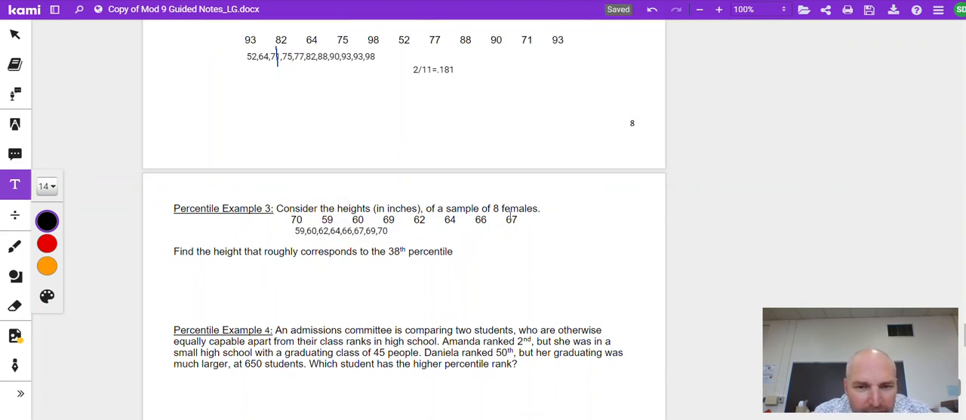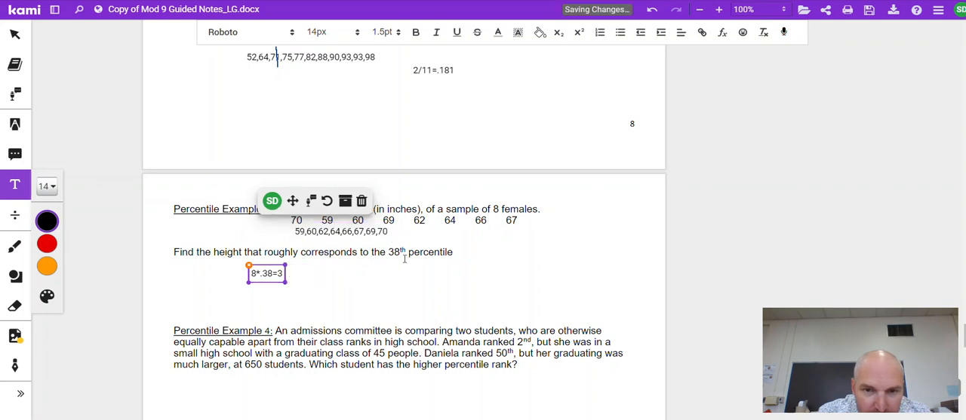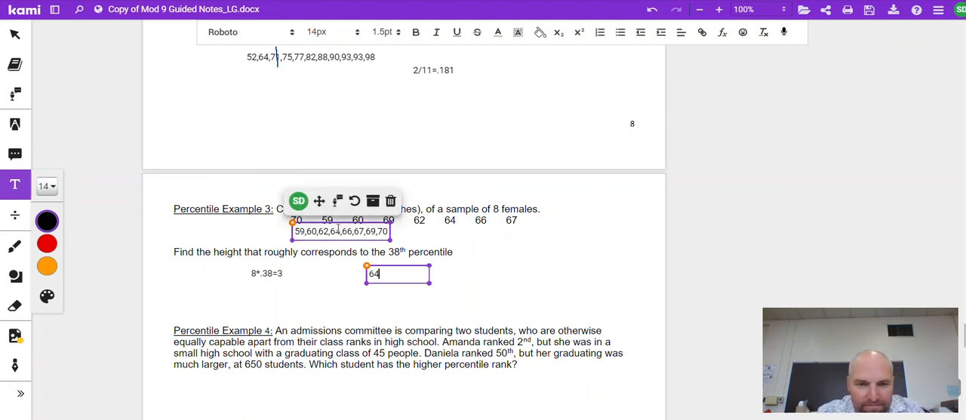Now, how many people were there? There's 8. So what we got to do is take the 38th percentile. So we're going to do 8, because there's 8 of them, times the 38th percentile. When I do that, I get 3. So there's 1, 2, 3. There are 3 scores below 64. So 64 would be the one in the 38th percentile because that's where it ends up. All right?